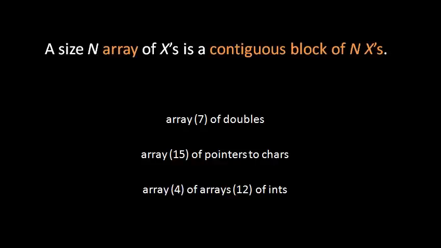Even in the case of an array of arrays, it's still the same idea. Here we have an array size 4 of x, where x is an array size 12 of ints. So if you're trying to picture what that looks like in memory, you just need to picture what an array size 12 of ints looks like, and imagine 4 of those, one after the other. So you should be able to see that an array size 4 of array size 12 of ints is going to take up the space of 48 ints, because we have 4 arrays, each one containing 12 ints. So 4 times 12 is 48.